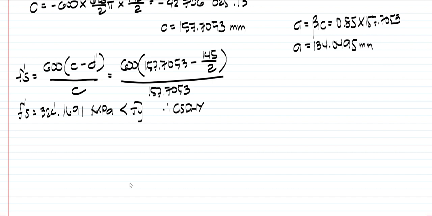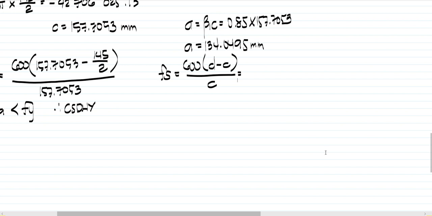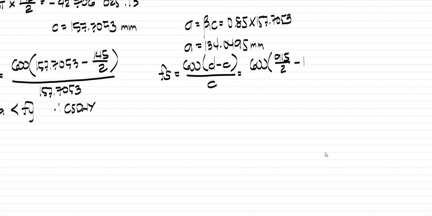Hindi pa natin pwedeng i-conclude kung tama yung assumption natin on tension or yung lahat ng assumption natin. So, verify din natin yung tension. So, Fs is equal to 600 times D minus C over the C. So, that is equivalent to, dito tayo sa side. So, that is 600 times D. So, that is 915 over 2 minus yung C natin na 157.7053 divided by 157.7053.